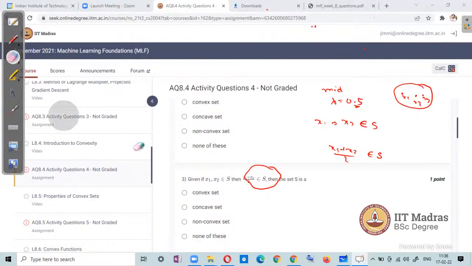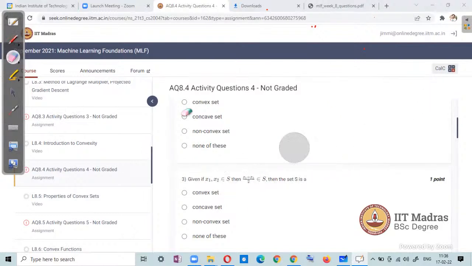So I will summarize this one by saying that this question's answer would be none of this. See, x1, x2 both belong to S. And if this question is saying that (x1 plus x2) by 2 also belongs to S, then the set S is a convex set, not always. Particularly if the question is mentioning it for rational numbers, then it's correct. Otherwise, for irrational numbers, it won't be in that convex set.